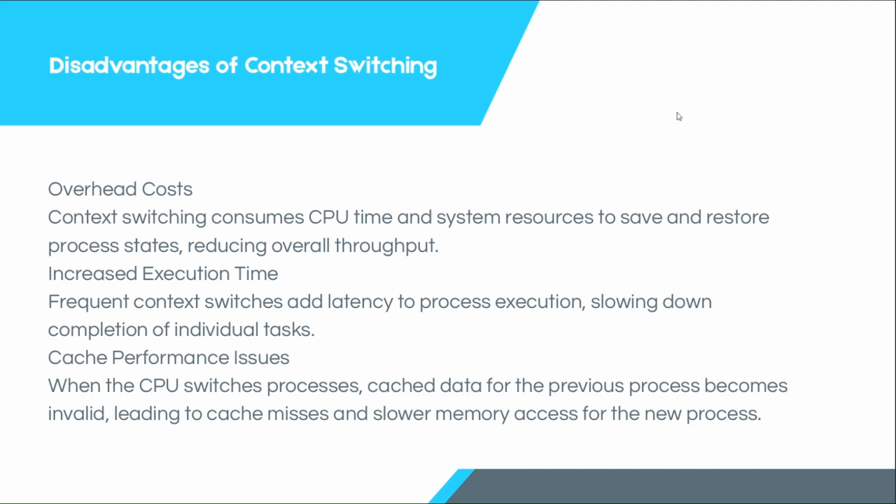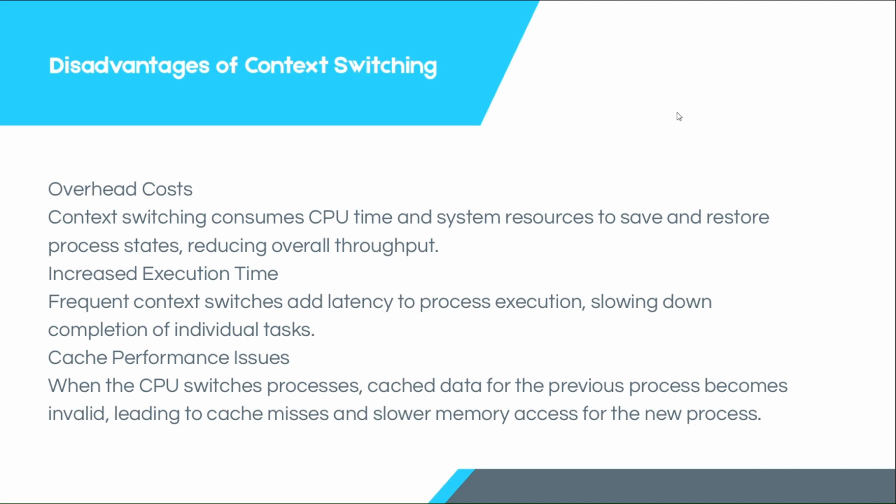The second disadvantage is performance reduction. Every context switch consumes a small amount of CPU time. Individually, the delay is very small. However, if thousands of context switches occur every second, the total overhead becomes significant. As a result, the CPU spends more time switching processes than executing useful instructions. Another disadvantage is performance loss. Modern CPUs use high-speed cache memory to improve execution speed. When a new process starts executing, the cache changes, and the useful data of the previous process may be removed from the cache.